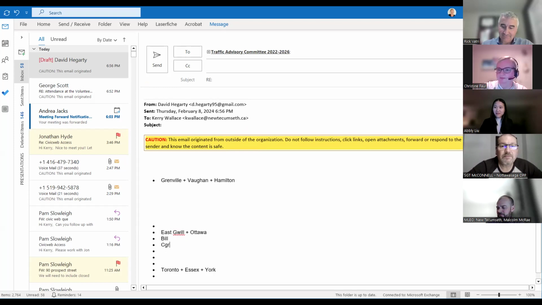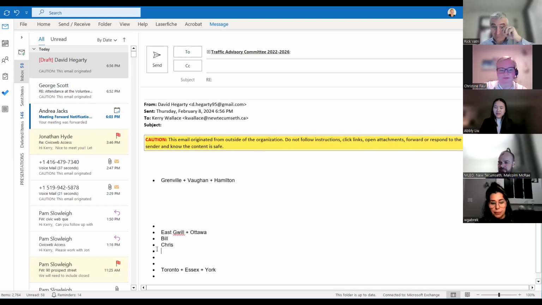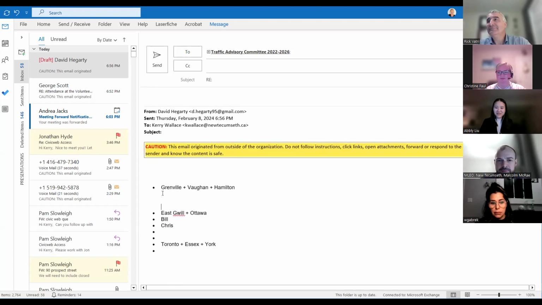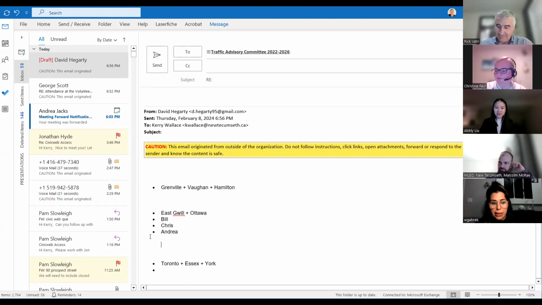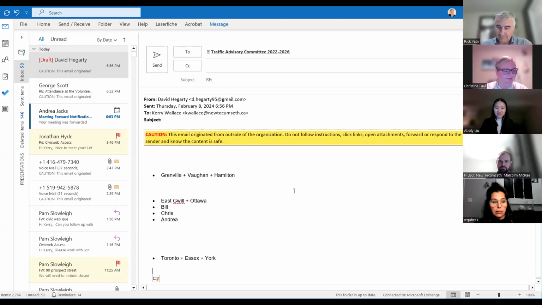Okay, so we'll try and keep it at two per group, or one can be three. So if there's another person that really wants East Quillenberry, Ottawa, speak up now. Councillor Jax, is that hand up for East Quillenberry, Ottawa? Yes, thank you. Okay. Councillor Gabrick, do you have a preference? I'll take the Toronto group, please. Okay. Christine? I'll take Toronto as well. Okay, and then David and Dave on Grenville, Vaughan, and Hamilton.